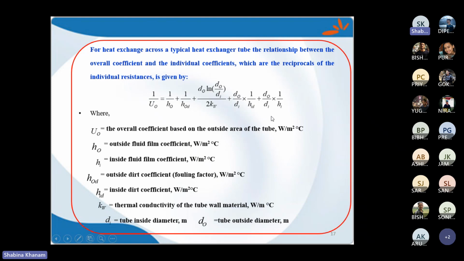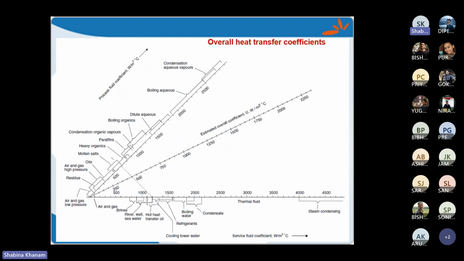So the point is we need some initial value of U to find out the heat transfer area, and then to find out this HI and HO, then again to find out this U naught based on this equation, and compare with the assumed value. The point over here is that this is a hit and trial method. So the hit and trial method needs an initial overall heat transfer coefficient, some assumption you need to take. So how can you assume that?